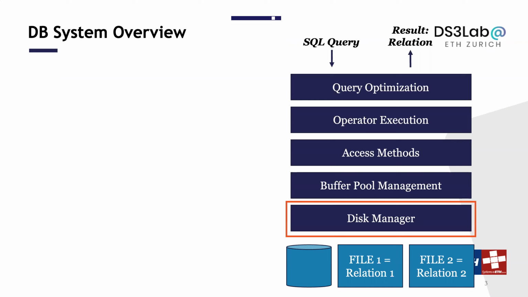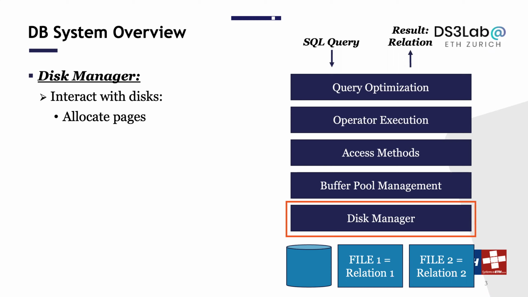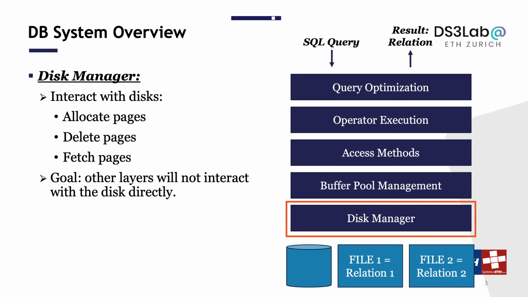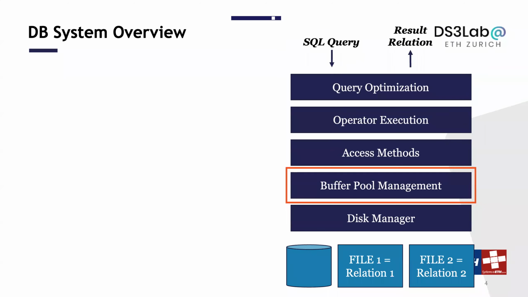So at the bottom, what the disk manager is trying to handle is all the interactions you want to do related to the hard drive. How can you allocate pages? How can you delete pages? How can you fetch pages? How can you deal with locality of pages? And so on and so forth. The goal of the disk manager is to make sure all other layers will not interact with the disk directly. And then one layer up is the buffer pool manager.